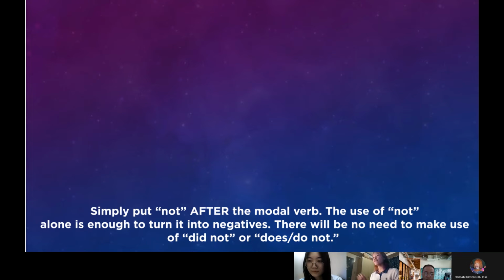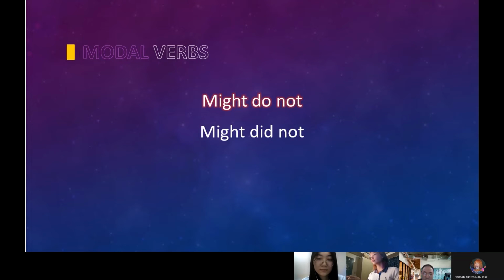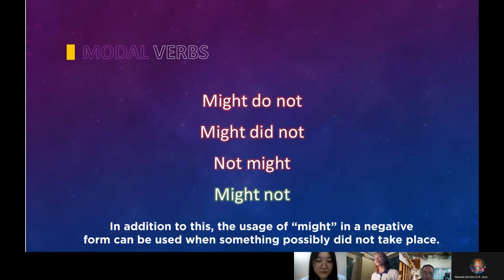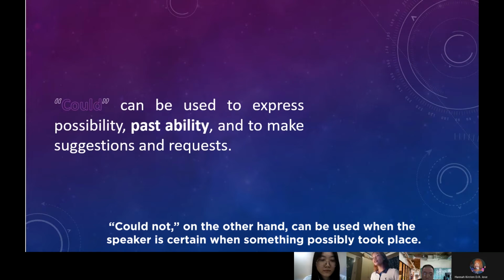Yes, that is correct. Simply put, not goes after the modal verb. The use of not alone is enough to turn it into a negative. There will be no need to make use of did not or does not. In addition to this, the usage of might in a negative use possibly did not take place. Could not, on the other hand, can be used when the speaker is certain that something possibly took place.